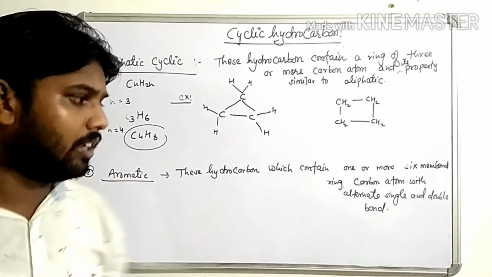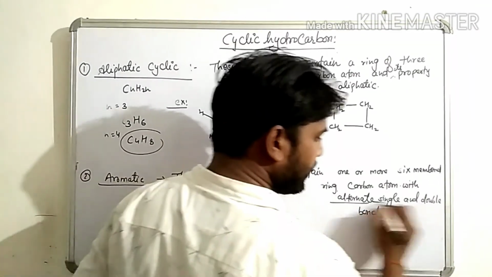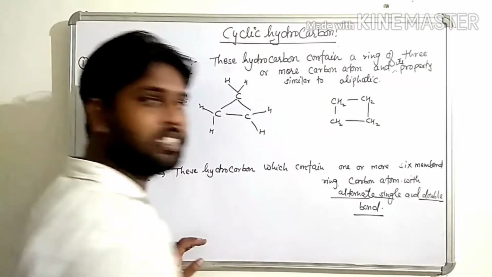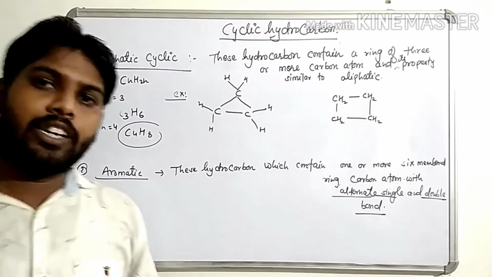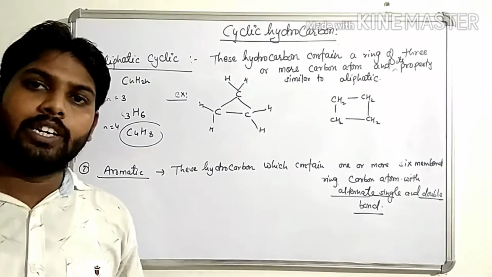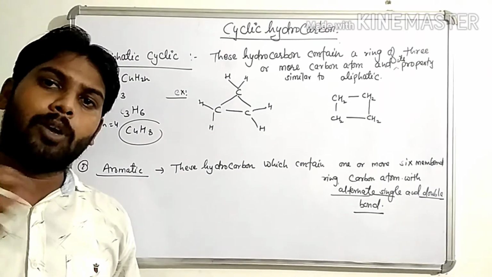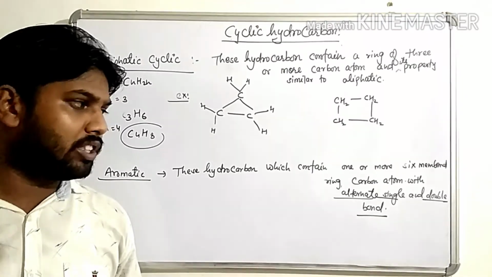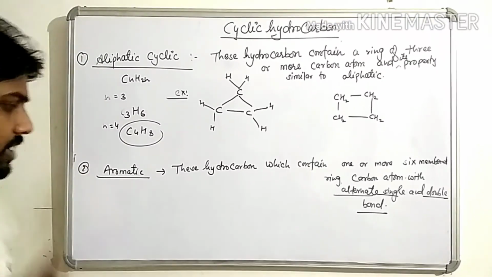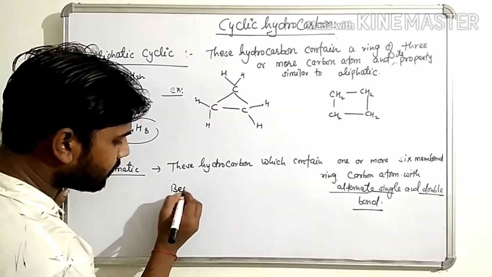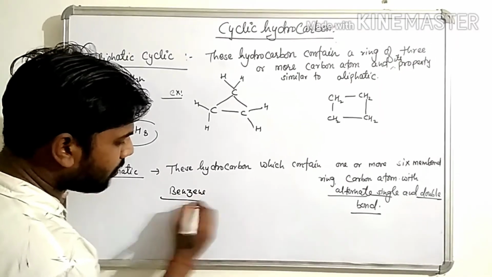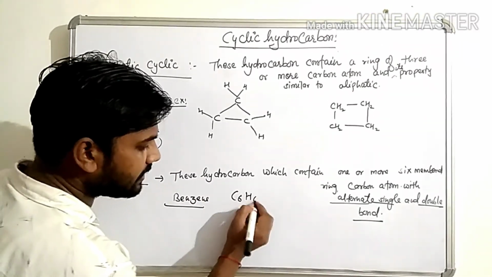Now aromatic. These hydrocarbons contain 6 or more than 6 carbon atoms, a ring of carbon atoms with alternate single and double bonds, means a ring of carbon atoms will be attached with a double bond or single bond also. For example, benzene, children, the formula of benzene is C6H6.